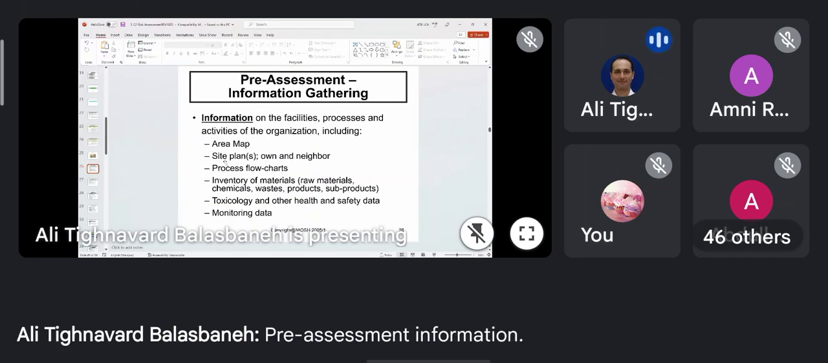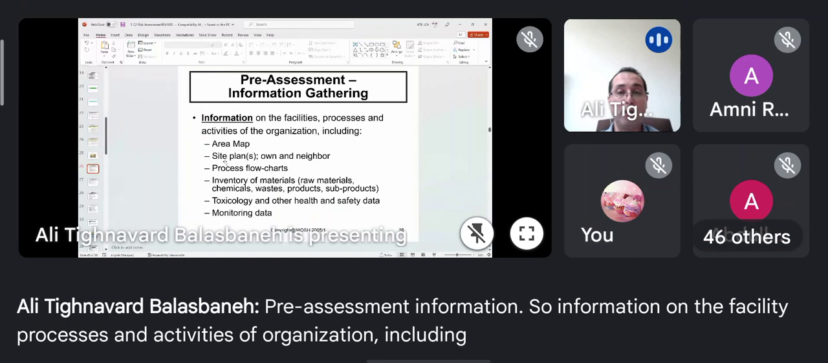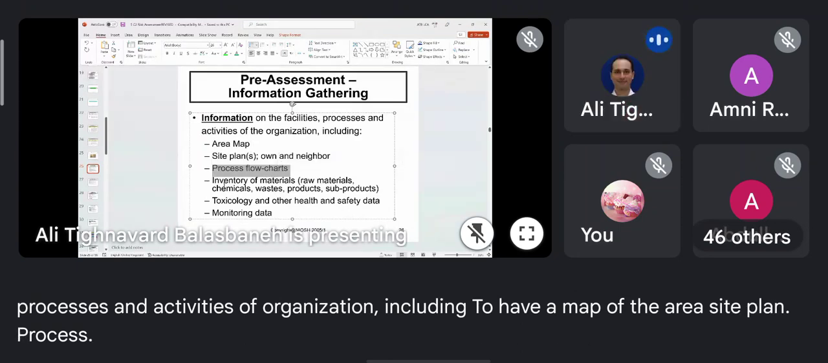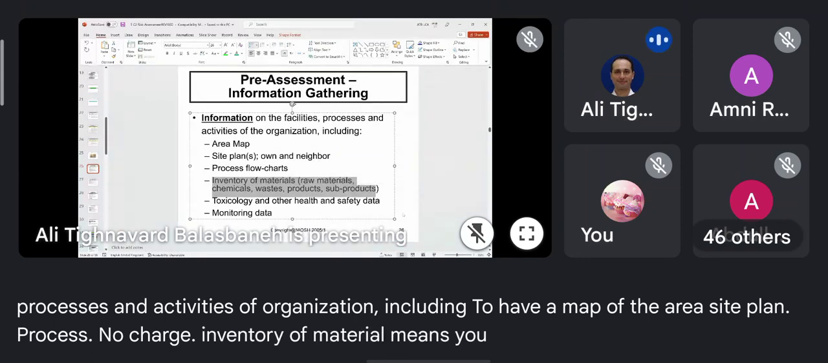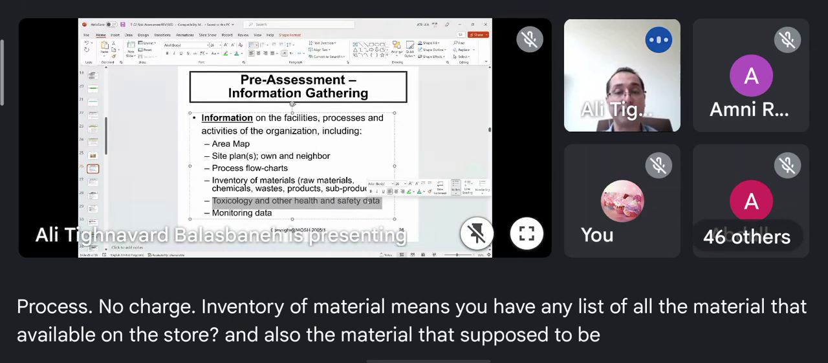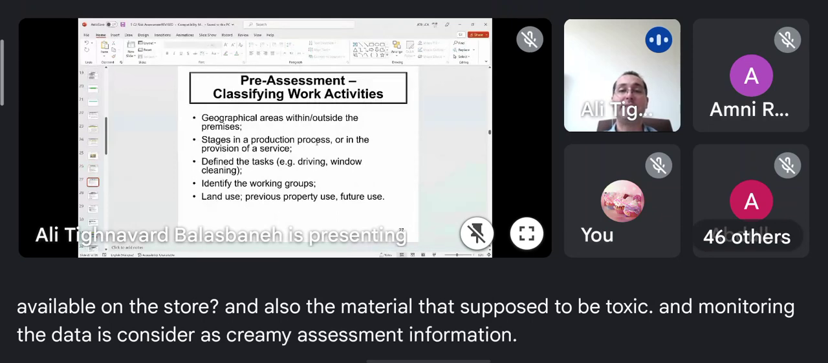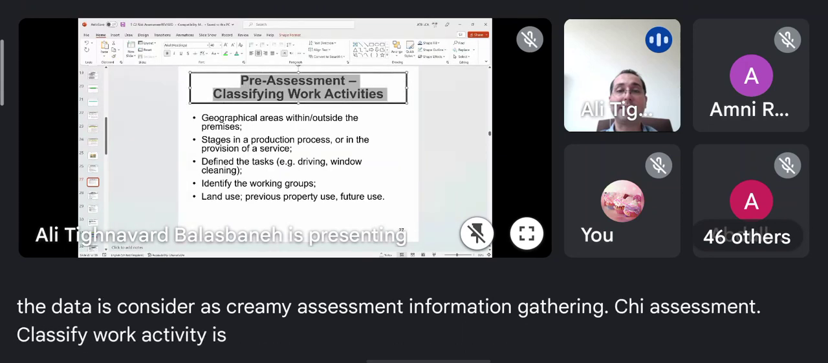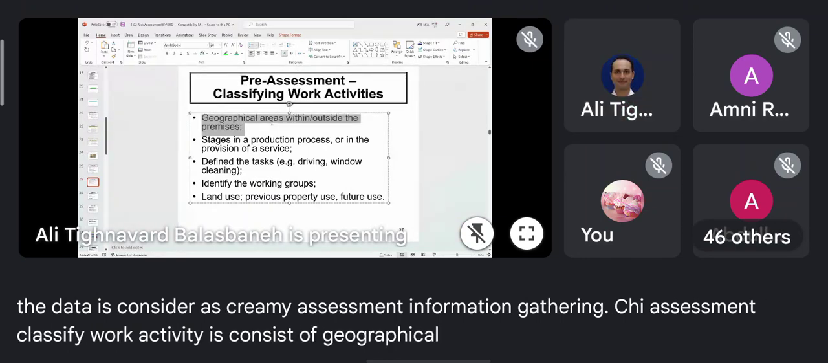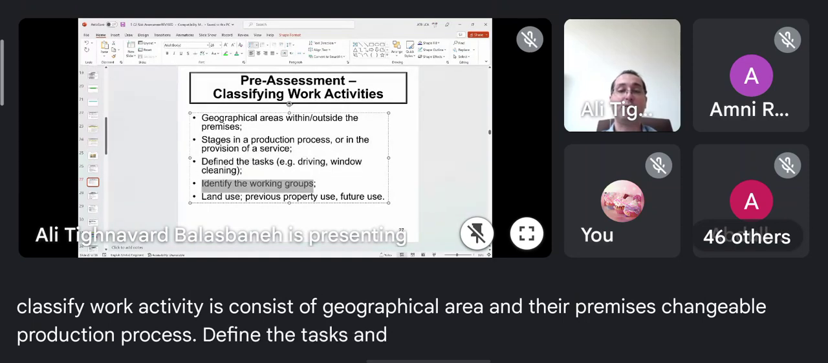Pre-assessment information: information on the facilities, processes, and activities of the organization, including a map of the area, site plan, process flowchart, and inventory of material, meaning a list of all the material available in the store, and also material that is supposed to be toxic, and monitoring data, is considered pre-assessment information gathering. Pre-assessment classification of work activity consists of the geographical area and premises, stages in the production process, defining the tasks, and identifying the working group.